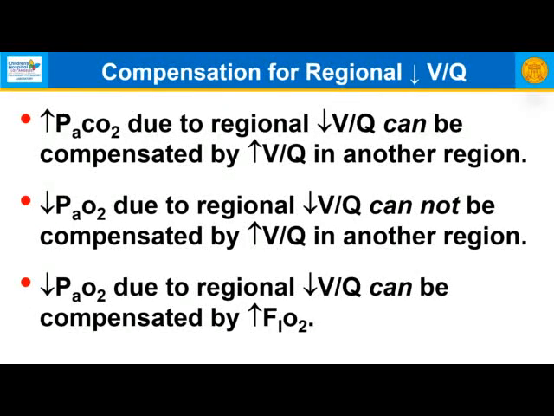So in terms of compensating for regionally decreased VQ, increased PCO2 due to regional decreased VQ can be compensated by increasing VQ in another region. Decreased arterial PO2 due to regional decreased VQ cannot be compensated by increasing VQ in another region, but it can be compensated by breathing an increased fraction of inspired oxygen, or supplemental oxygen.